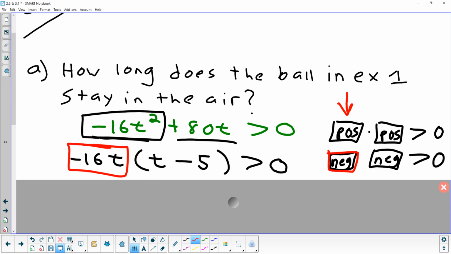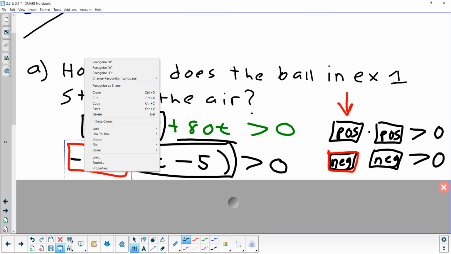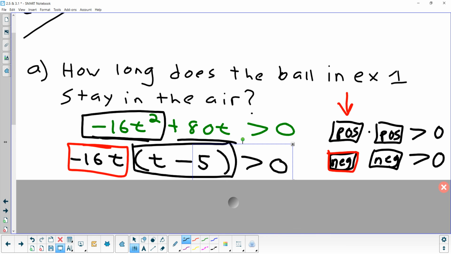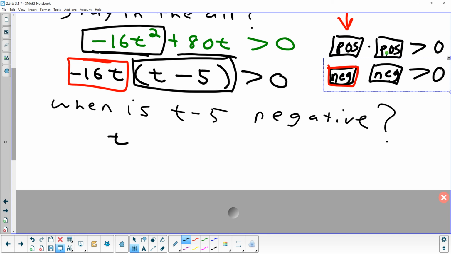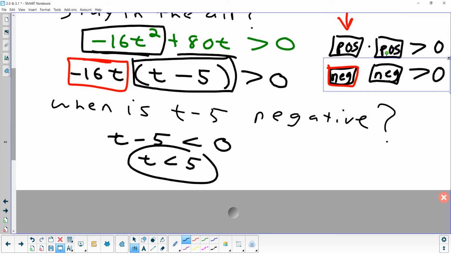That means in order for what's in the red box to be multiplied by what's in the black box and get a positive result, what's in the black box has to also be negative. So if this is always negative, then this has to be negative to get a result that's greater than 0. Any question on that? So really, the question now is just when is t minus 5 a negative number? That's what we have to find out. When is t minus 5 negative? Negative means below 0. When is it less than 0? So add 5 to both sides. That tells you how long the object is in the air for.